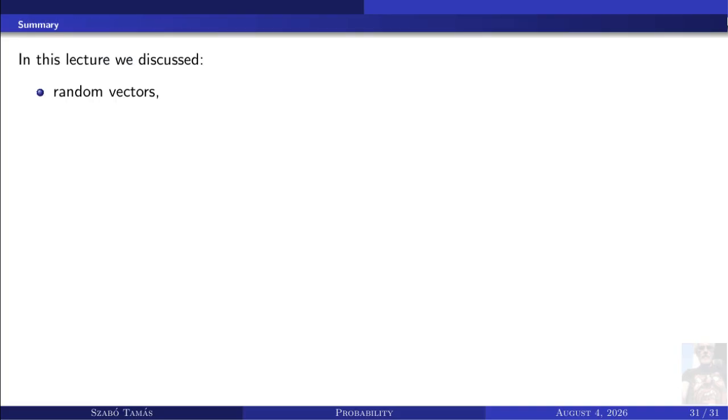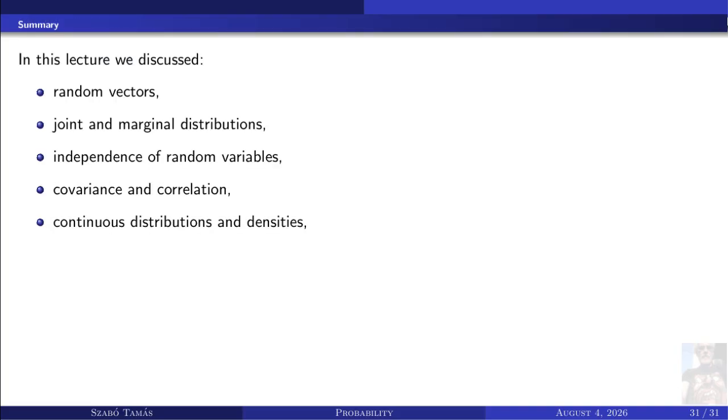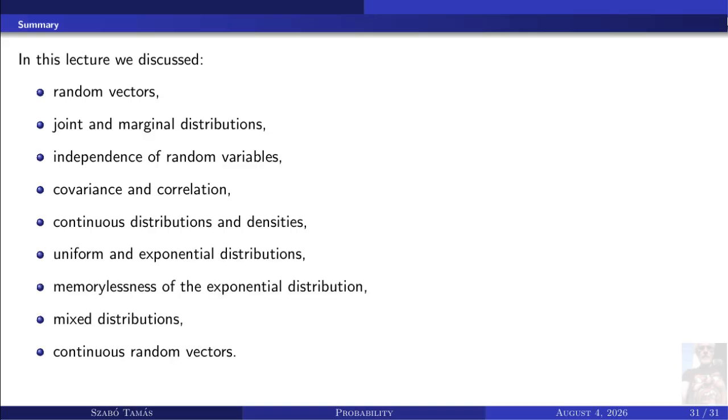To summarize, in this lecture we discussed random vectors, joint and marginal distributions, independence of random variables, covariance and correlation, continuous distributions and densities, uniform and exponential distributions, memorylessness of the exponential distribution, mixed distributions, and continuous random vectors.